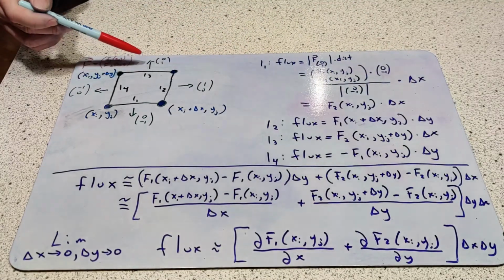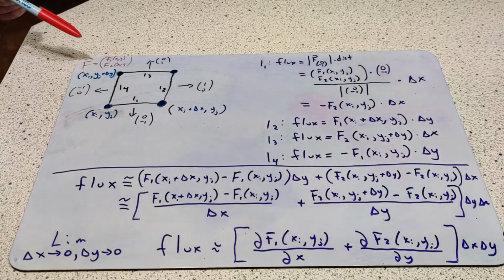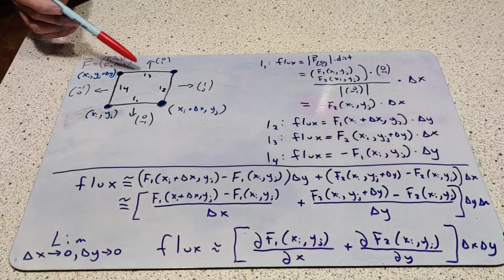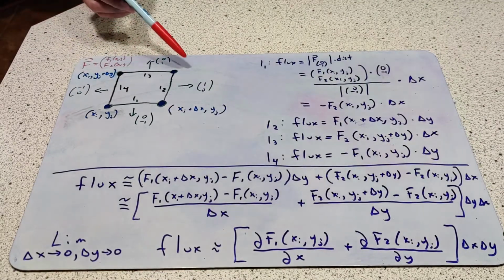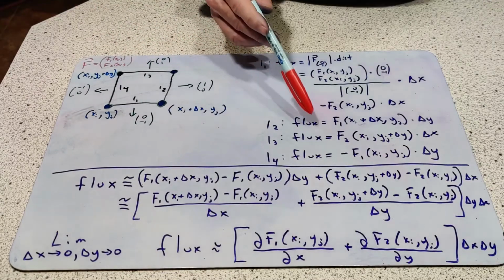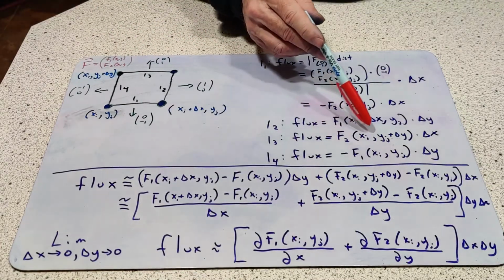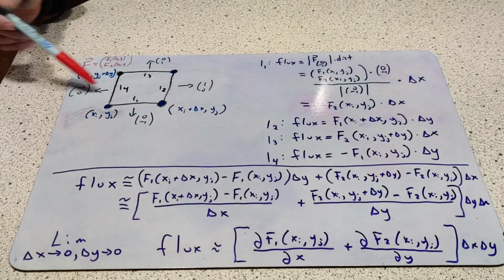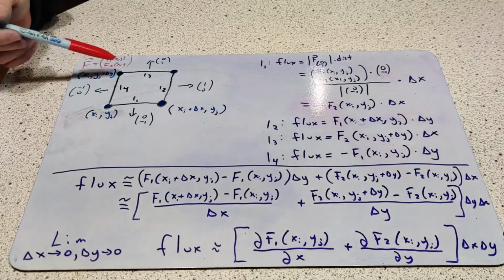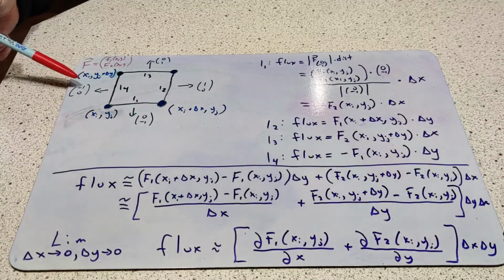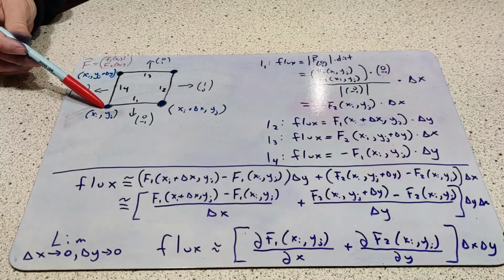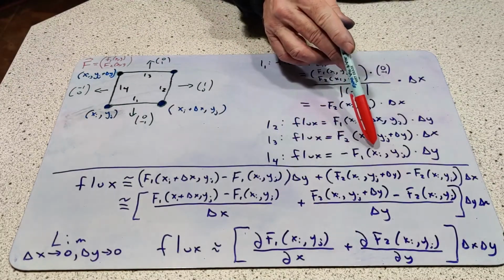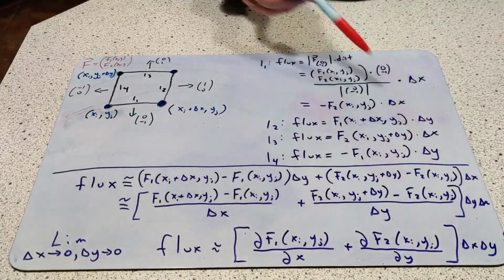L3, we want the amount of upward flux, so that's f evaluated at the point xi, yj plus delta y dot 0, 1 over the magnitude times the length, which is delta x. And that gives us f2 of xi, yj plus delta y times delta x. L4, we want the leftward component of f times the distance. So that's f dot minus 1, 0 evaluated at xi, yj times delta y. And that gives us minus f1 of xi, yj times delta y.